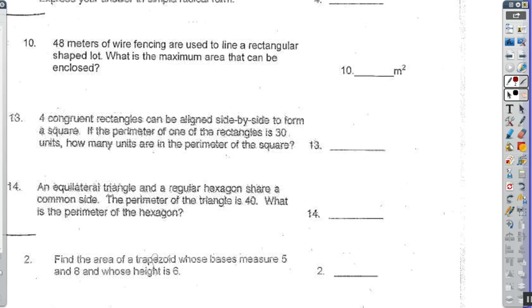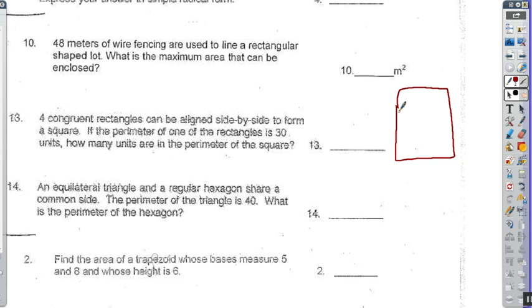Well, so we have 48 meters divided by 4. Why? Because there are 4 sides in a rectangle. So we get 12, and 12 times 12 is 144. That's a square. All right, 4 congruent rectangles can be aligned to form a square.